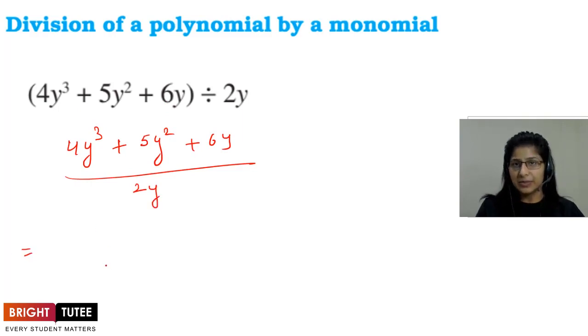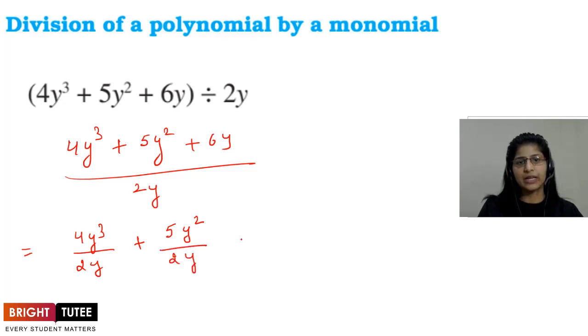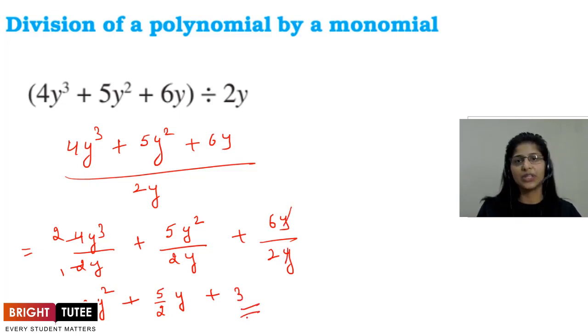So we'll separate the terms. We'll separate the numerator with the denominator. 4y cube upon 2y plus 5y square upon 2y plus 6y upon 2y. Solving it, just the 2 1s are 2, 2 2s are 4. So 2 y cube upon y will give us y square, right? Plus 5 upon 2, because we can't cancel them, y square upon y will just give us y, plus y and y getting cancelled, 2 3s are 6. So we are just left with 3 here. Clear? So like this we are going to solve.